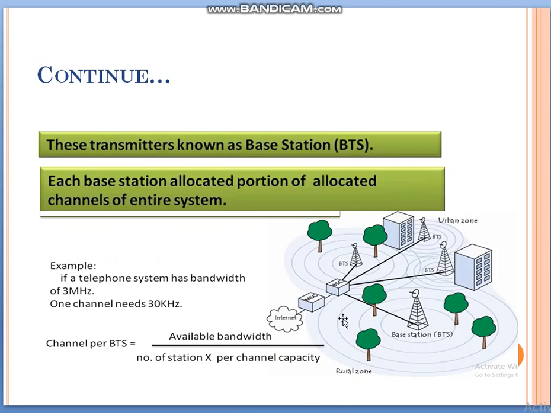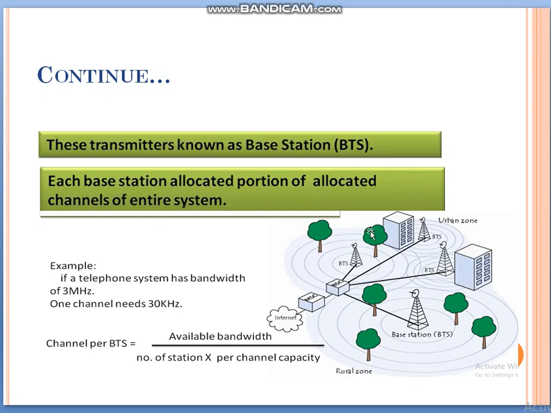This transmitter is called a transceiver, because it works on both sides, as a sender and as a receiver, and it is called the BTS, base station. The base station is allocated a portion of the channels of the entire system. The frequency used in one cell is called one cell.